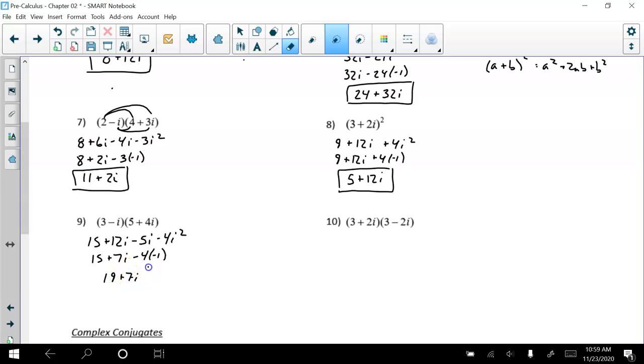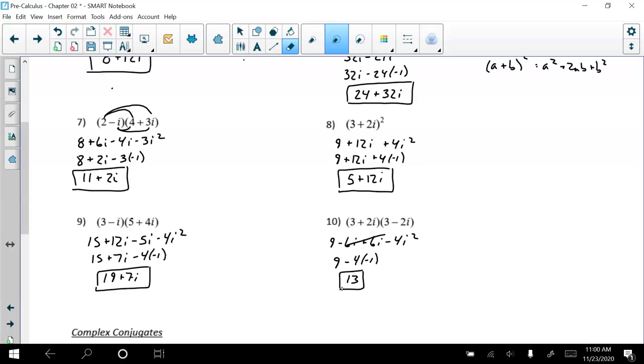And you can see our answer is in that standard form, a plus bi, the real, then the imaginary. Here we multiply. We have 9 minus 6i plus 6i minus 4i squared. So we have 9. The i's cancel. Minus 4, and i squared is negative 1. And 9 plus 4 is 13. Interesting.